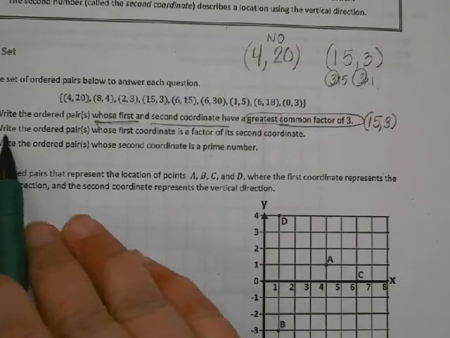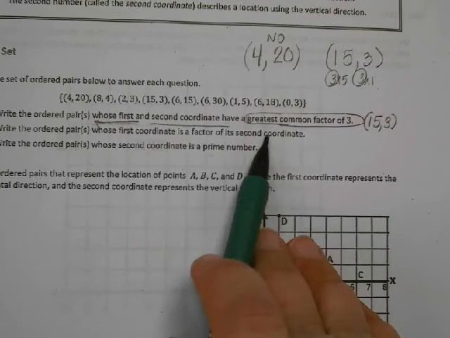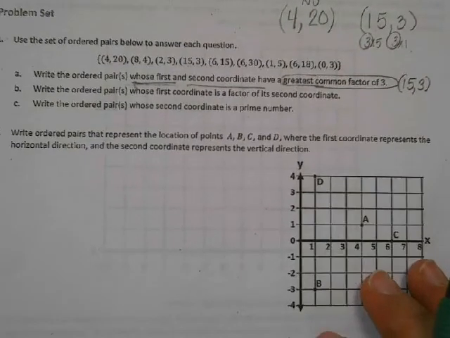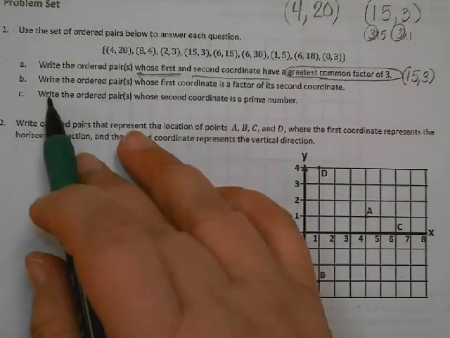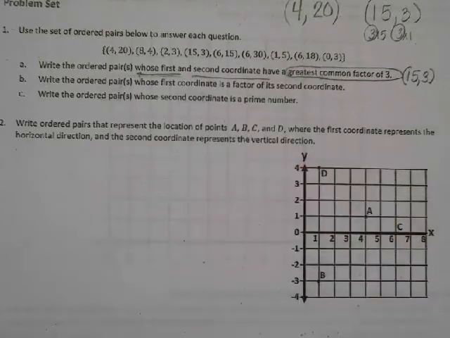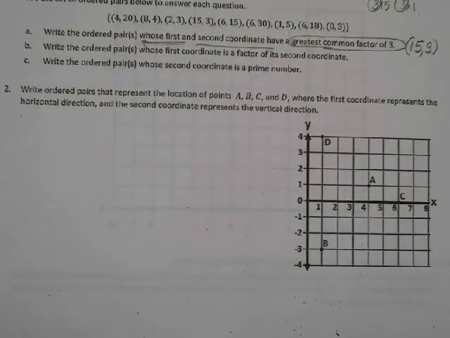For part B, you're going to write the ordered pairs whose first coordinate is a factor of its second coordinate. Again, remember, factors are numbers that you multiply together to get a product. For C, it says write the ordered pairs whose second coordinate is a prime number. Remember that prime numbers are numbers that only have factors of 1 and itself. So A, B, and C are review of greatest common factors, as well as prime numbers.